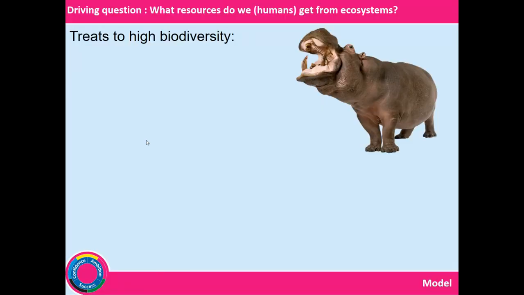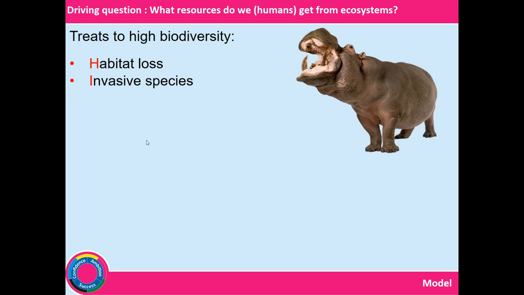Okay, last lesson we were looking at threats to biodiversity. We looked at habitat loss. We talked about deforestation, forest fires, and next is invasive species. I've not talked about that, but I know Mr. Shannon has mentioned it briefly.